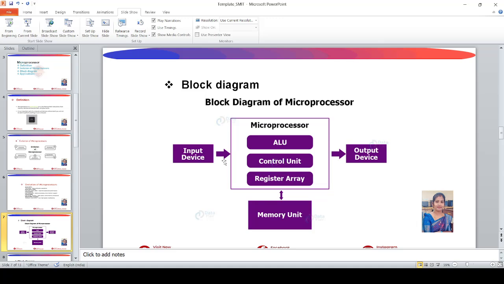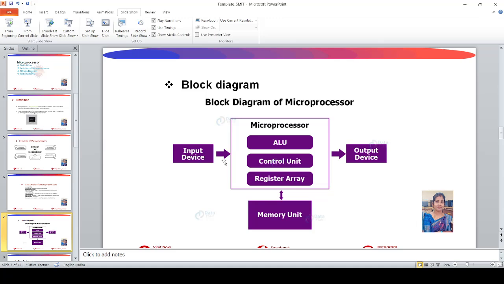What is meant by ALU? ALU means arithmetic logic unit, right? All the logical functions and mathematical operations like addition, subtraction, multiplication are done by the ALU, as in our CPU, right? Next one is the control unit. If I send information from the input device to the output device, it will be stored in the memory unit and it is also controlled by the control unit, right?